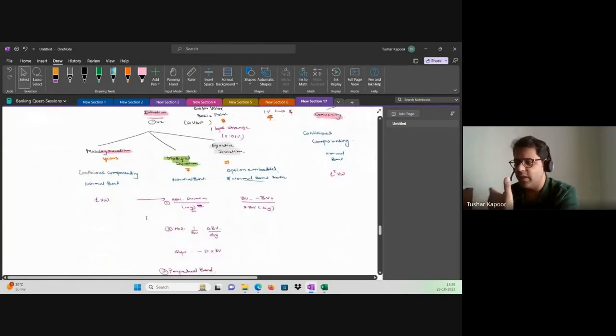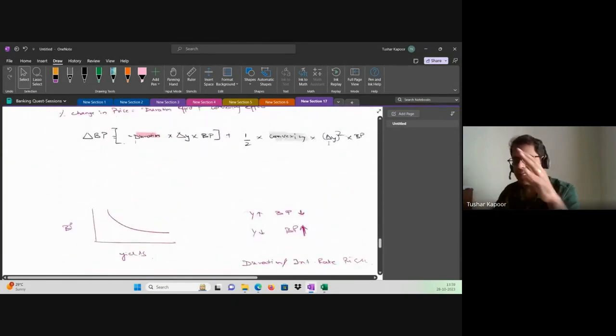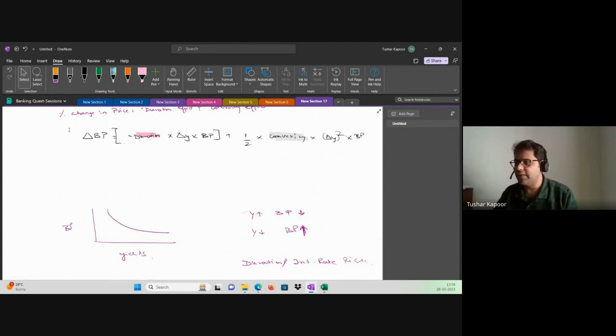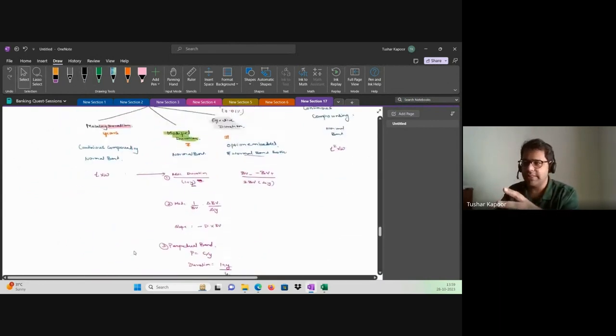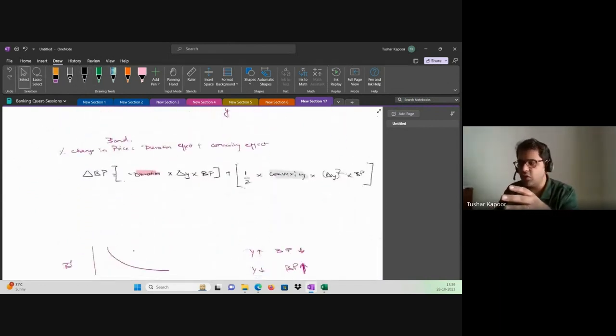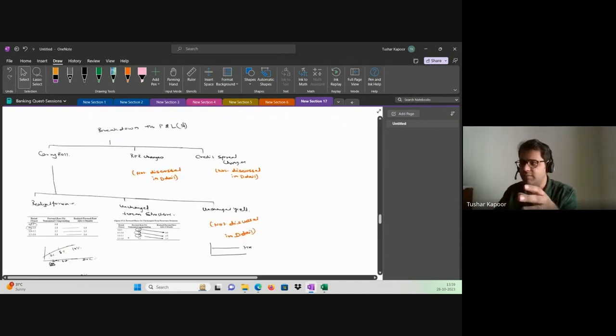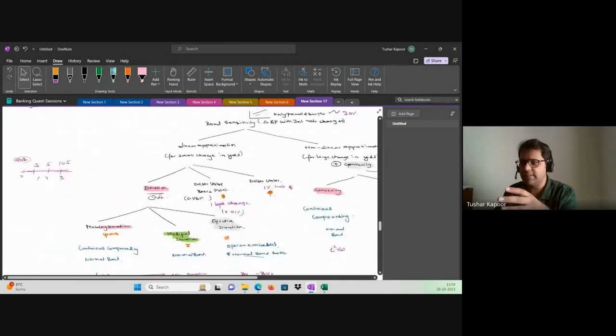So think of it this way: the real formula is this, the one for which we are building everything. Change in the bond price is equal to minus duration into change in yield into bond price, plus half of convexity into change in yield square into bond price. This is the real formula for which we are doing all this calculation. But the duration and the convexity here, which are the real things impacting it, come out of these approaches. There could be three versions of duration and three versions of convexity, right?